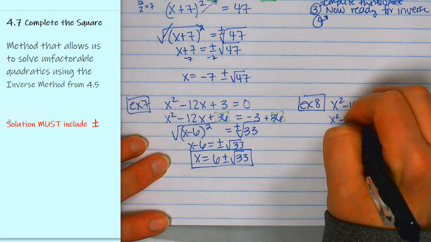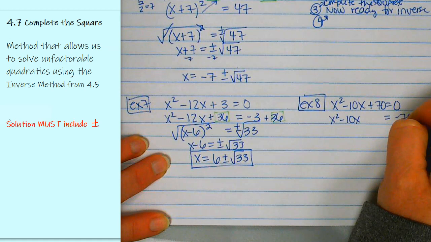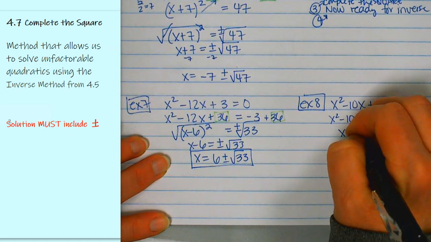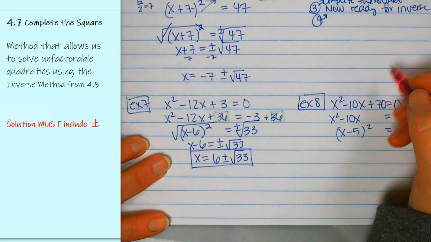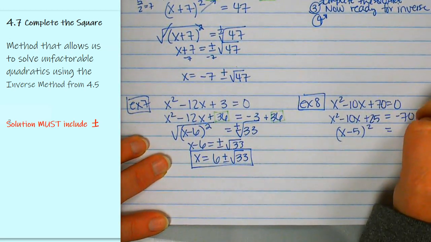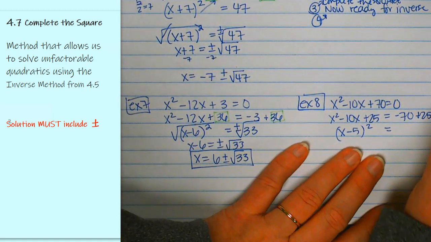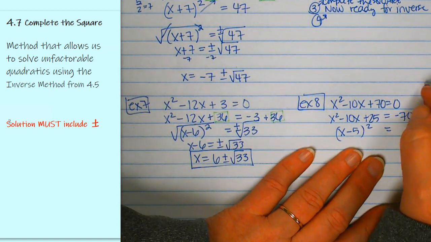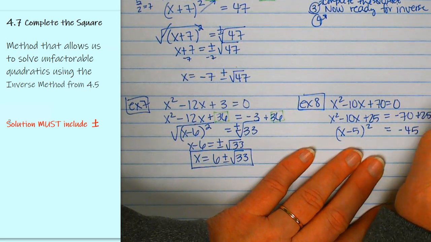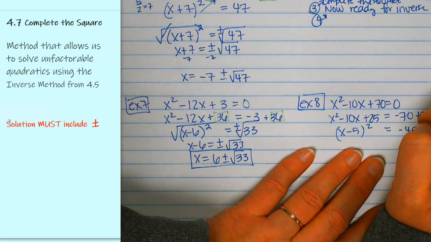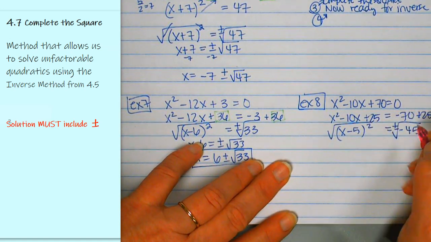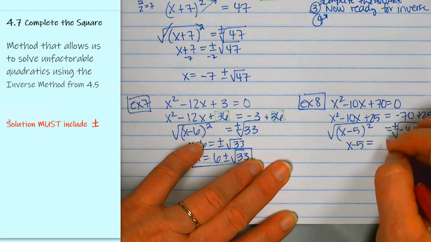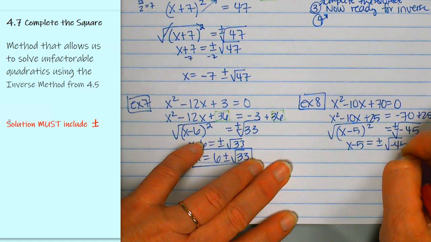Okay, x squared minus 10x equals negative 70. x minus 5 squared equals... I'm going to add 25 and 25, that pen's bad. Now I've got negative 70 plus 25, that's going to be negative 45. Yep. Now I take the square root of both sides, plus or minus, x minus 5 equals plus or minus the square root of negative 45.